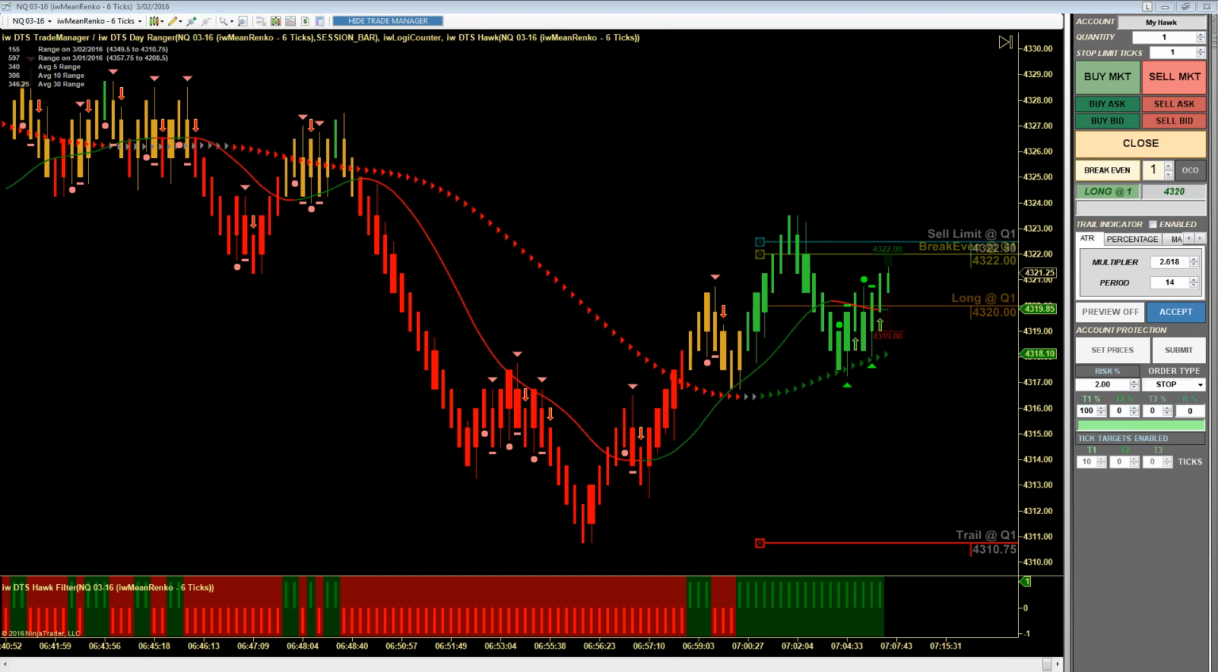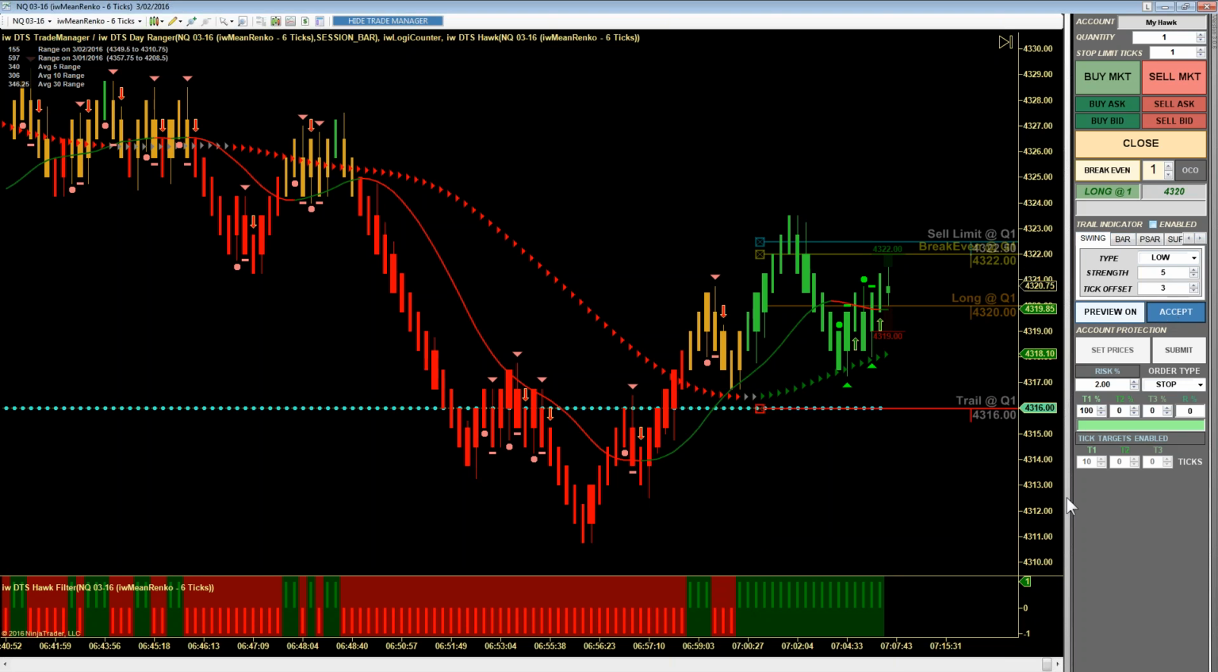Come on, get up there, get that break-even trigger. So let's see, what will I go with? We'll go with the swing low maybe. We'll offset it a few ticks. And we'll accept that, enable it. All right, we'll go with that stop. Now my stops will hold here until I either hit break even or I change my stop strategy. Come on, get up there.